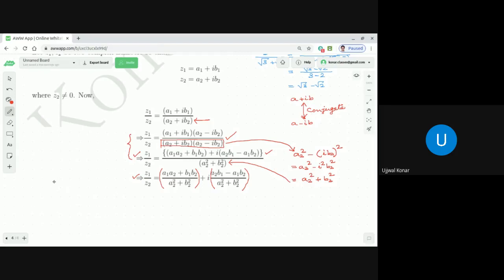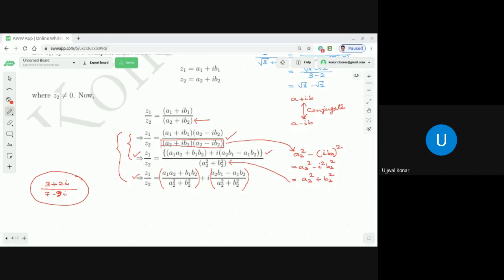For example, it could be a question like this: find the real part of the complex number (3 plus 2i) by (7 minus 9i). What will be the steps? Multiply both numerator and denominator by 7 plus 9i. After that, perform the operations I explained here, and then separate the real part and the imaginary part. Then show the real part as your answer. These are the steps you must follow when you need to find the division of complex numbers.